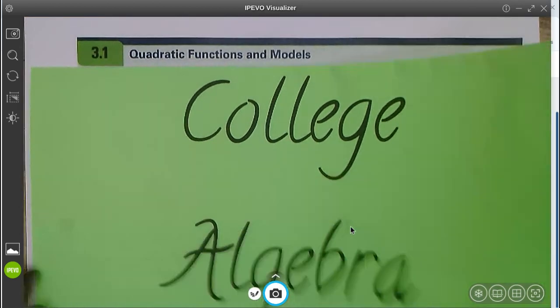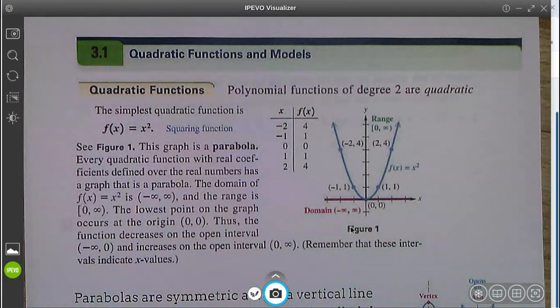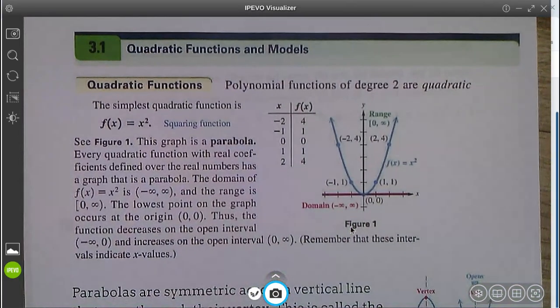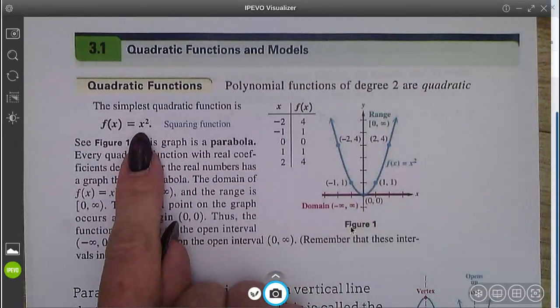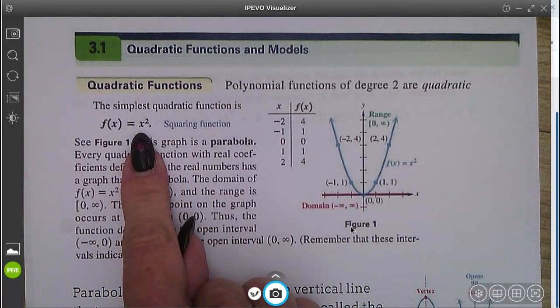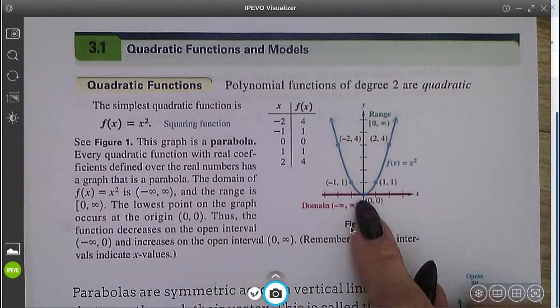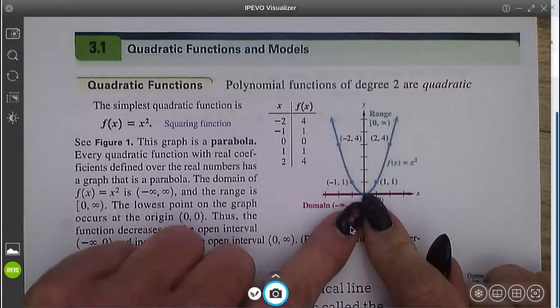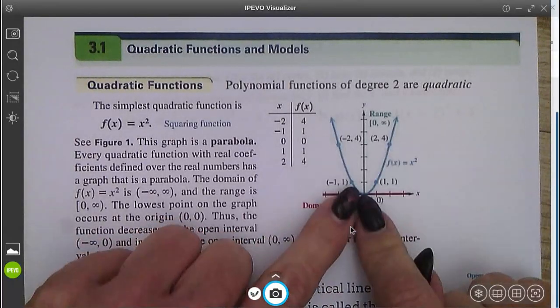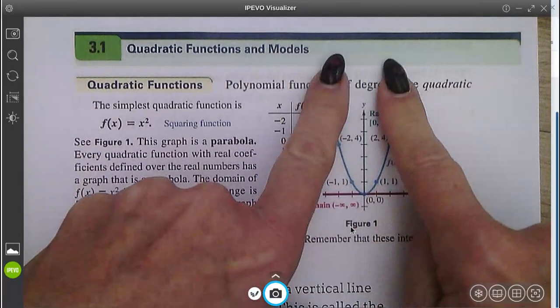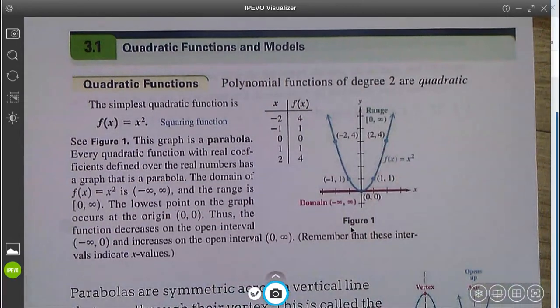And models. So if you remember that polynomial functions of degree 2 are quadratic, the simplest one is y equals x squared, which we learned about in chapter 2. It has a vertex at (0, 0), and then its pattern is to go over 1 and up 1, over 2 and up 4, and then we could go over 3, up 9, and it follows that growing pattern.